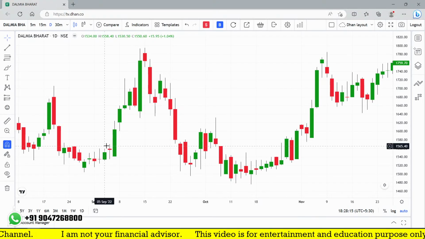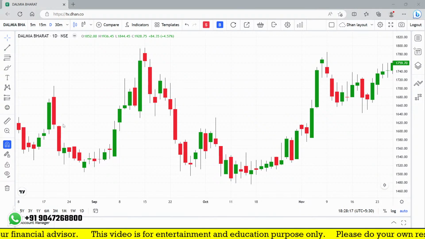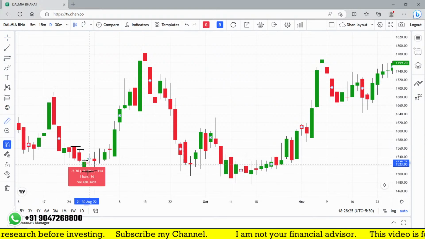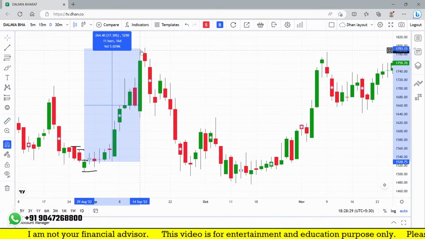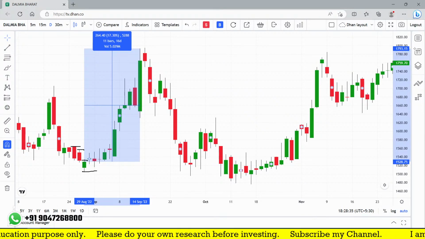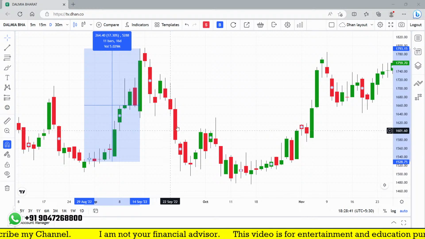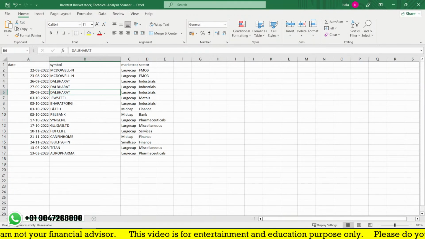So here what is happening? 1, 2, 3. This day's high is broken, and look at the move of this stock. Here I took that entry with a 5 rupee stop loss, and then it went up to 264 within about 15 days. Another huge move that the scanner gave you on a minimum positional basis.